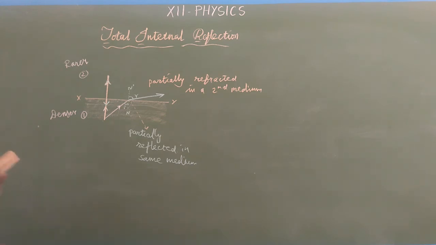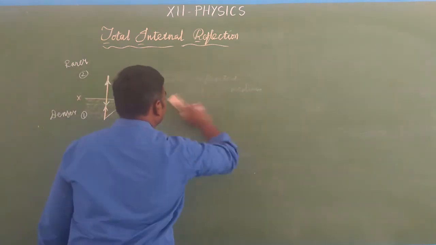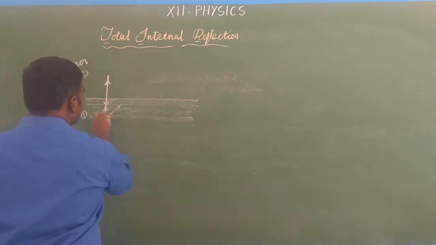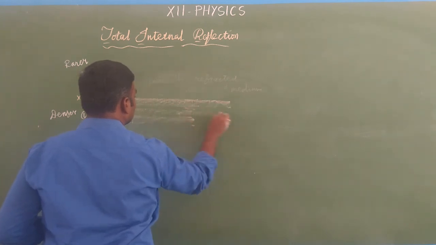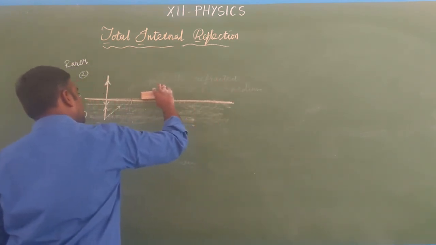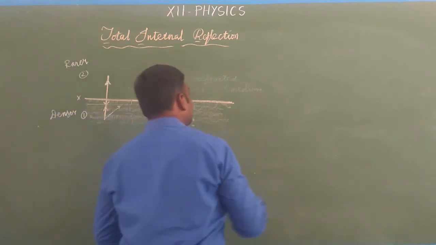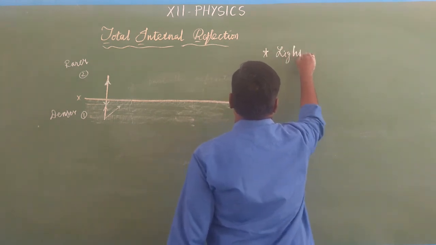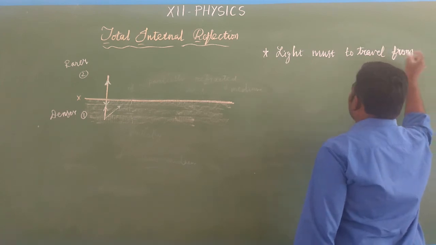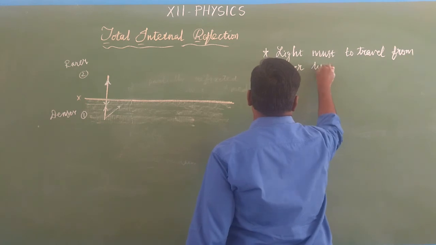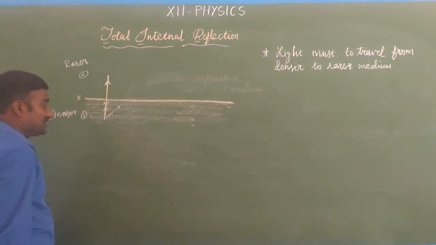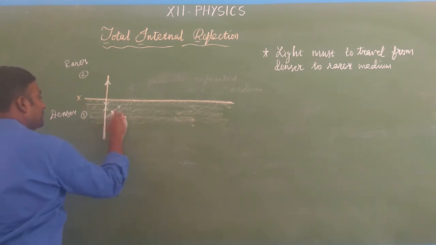But what is the total internal reflection? The same conditions we'll see now. Already we said for total internal reflection to occur, we need two conditions. We'll see what the two conditions are. This is the separation of media. What is the first condition? Condition number 1, light must travel from denser to rarer. This is condition number 1. Now we are going to see how total internal reflection occurs.